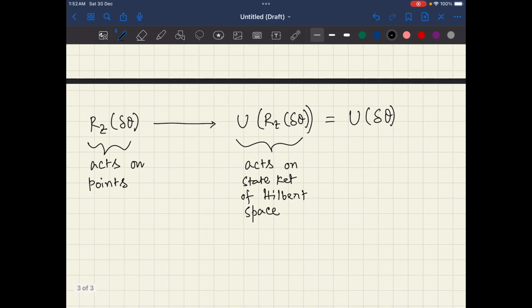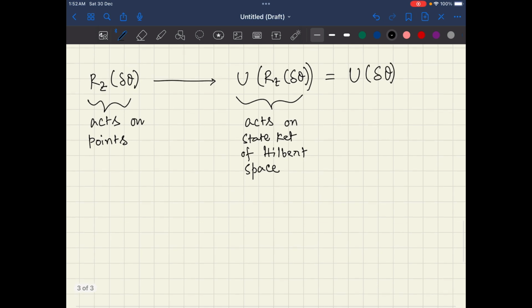Now what we are after is this quantity. What does this U, the Rz of delta theta, do to a quantum state ket psi? So we are after the state ket after transformation, which is written as U of delta theta, this is an operator, acting on psi.